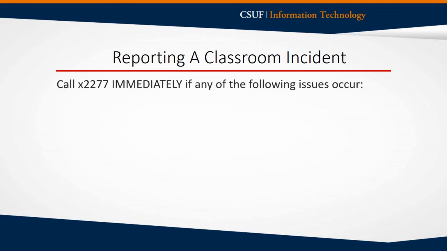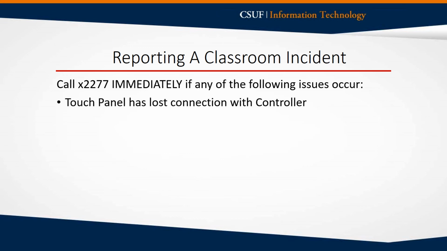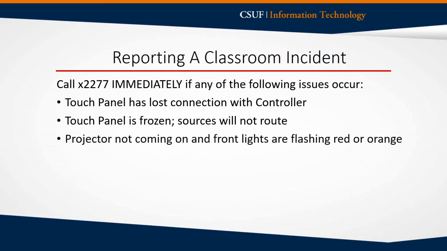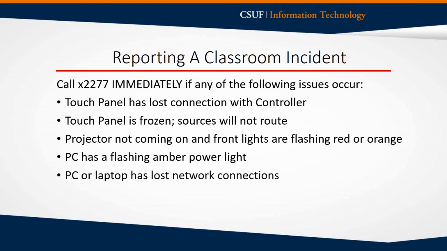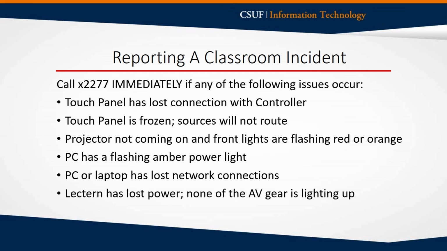You should call extension 2277 immediately if any of the following issues occur. The touch panel has lost connection with the controller. The touch panel is frozen and sources will not route. The projector is not coming on and its front lights are flashing red or orange. The PC has a flashing amber power light. The PC or laptop has lost network connections. The lectern has lost power and none of the AV gear is lighting up. The AV system shuts down unexpectedly during class.